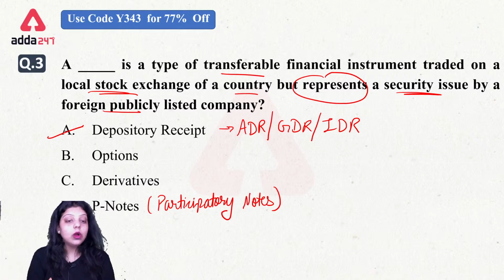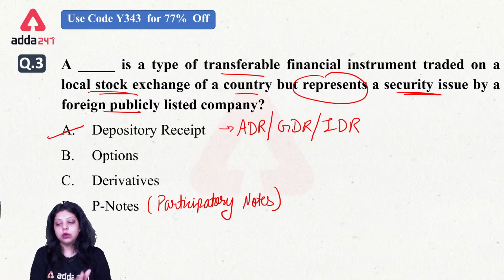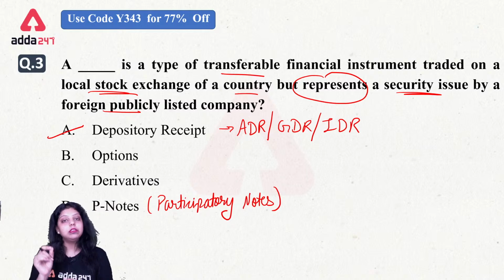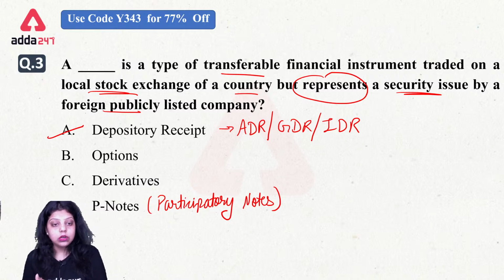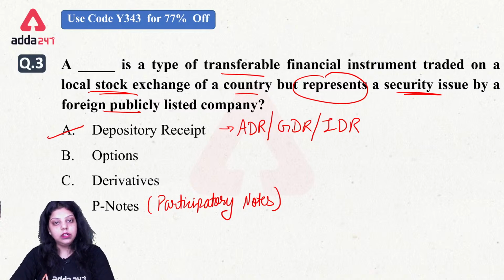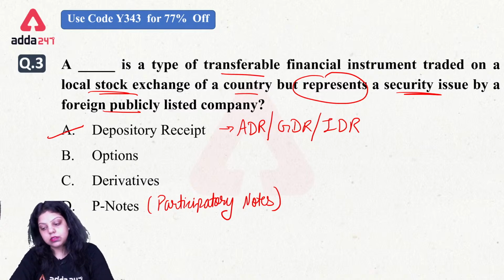So derivative will not be the right answer, because derivative is a product which derives its value on the basis of 2 or more basic variables, which are known as underlying assets. The example of underlying assets can be your exchange rate, your index, your bonds. So the right answer for the third question is A option, that is depository receipts.